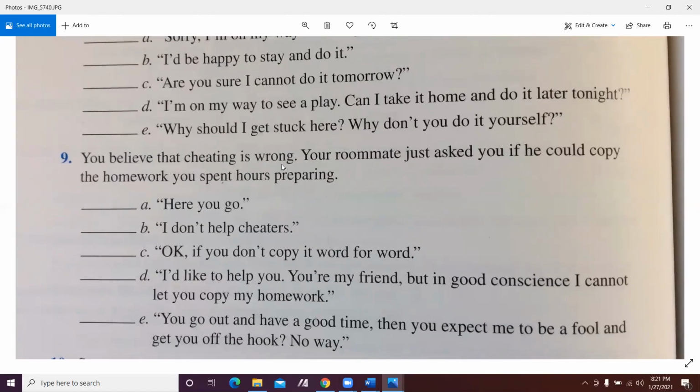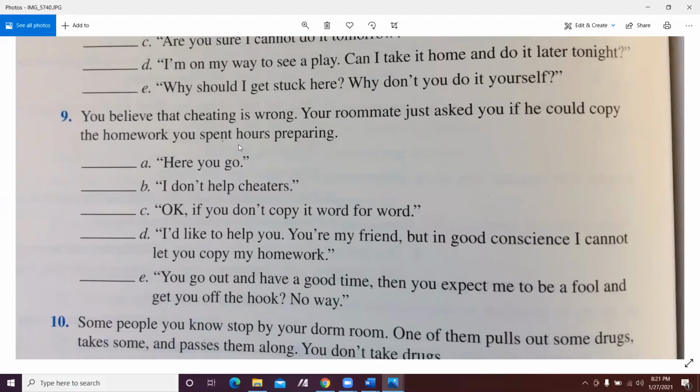Situation 9. You believe that cheating is wrong. Your roommate asks if he could copy the homework you spent hours preparing. Action A: here you go. That is passive. B: I don't help cheaters. That is aggressive. C: okay, if you don't copy it word for word. This is also passive. D: I would like to help you. You are my friend, but in good conscience, I cannot. Yeah, this is assertive. E: you go out and have a good time, then you expect me to be a fool and get you off the hook? No way. This is indeed aggressive.